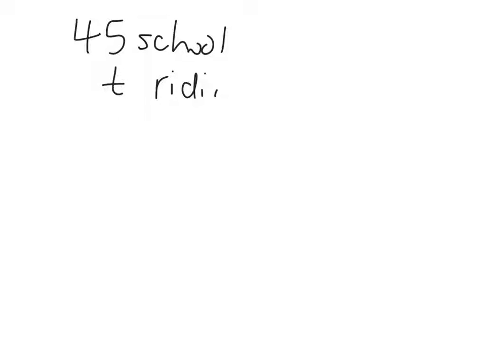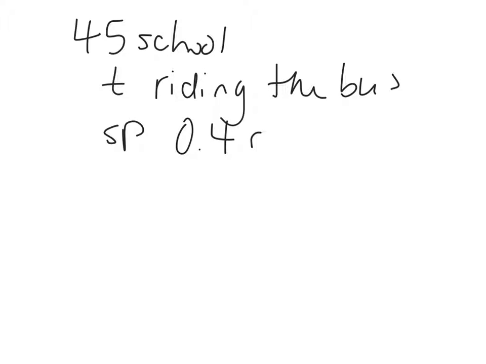problem in trying to simplify a function. Let's say it takes you 45 minutes to get to school. You're going to spend t minutes riding the bus at a rate of 0.4 miles per minute. The rest of the time you're going to walk at a rate of 0.06 miles per minute. So we have to do the same thing as before.